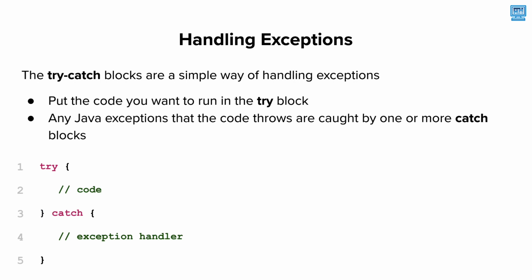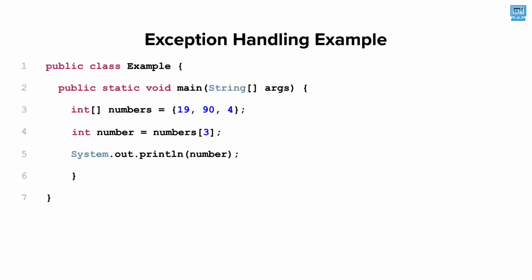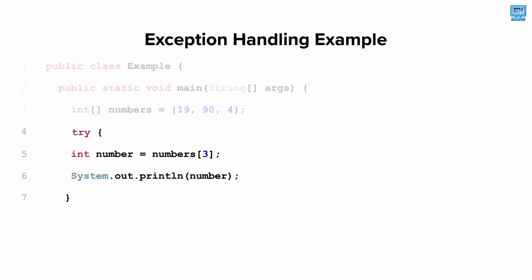Let's see how this works in more detail by revisiting one of the examples from earlier. Here's the program that attempts to access an index that is out of bounds. Let's create a try-catch block so that the program doesn't abruptly terminate with an error message. We first want to put the code inside of a try block. Notice that not all of the code is inside of the try block.